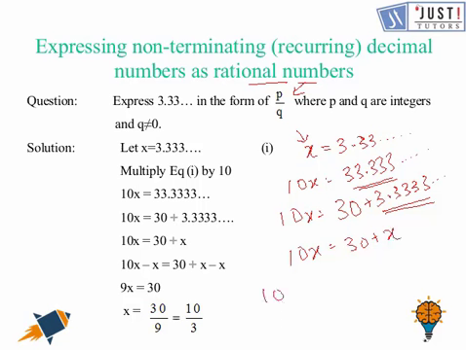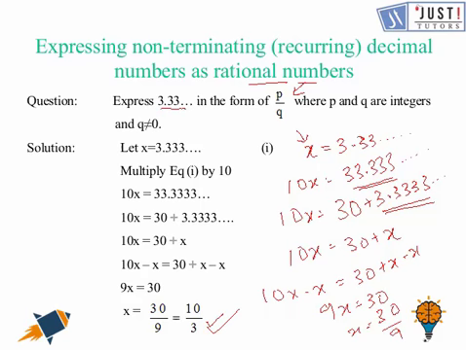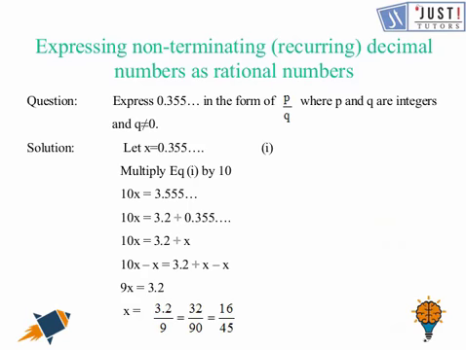So 10x minus x equals 30 plus x minus x, which is 9x equals 30, so x is 30 over 9, which is equal to 10 over 3. So we can represent 3.3333 as 10 over 3, which is a rational number. Now we move ahead and we are going to learn how to represent 0.35555 in the form of p by q. So we'll follow the steps again.